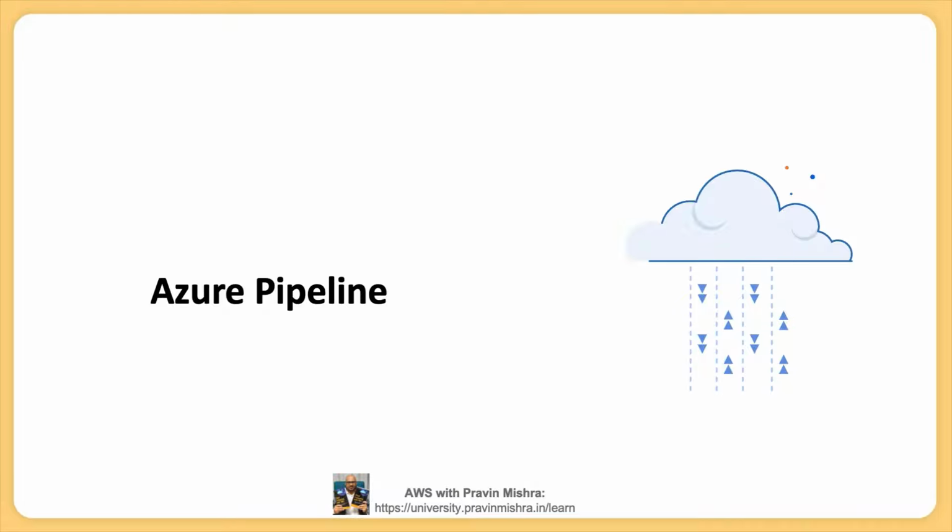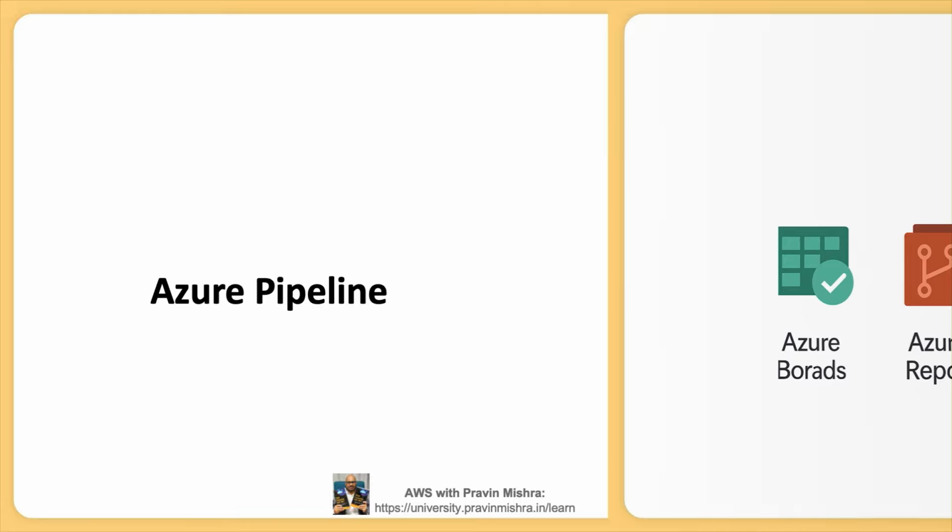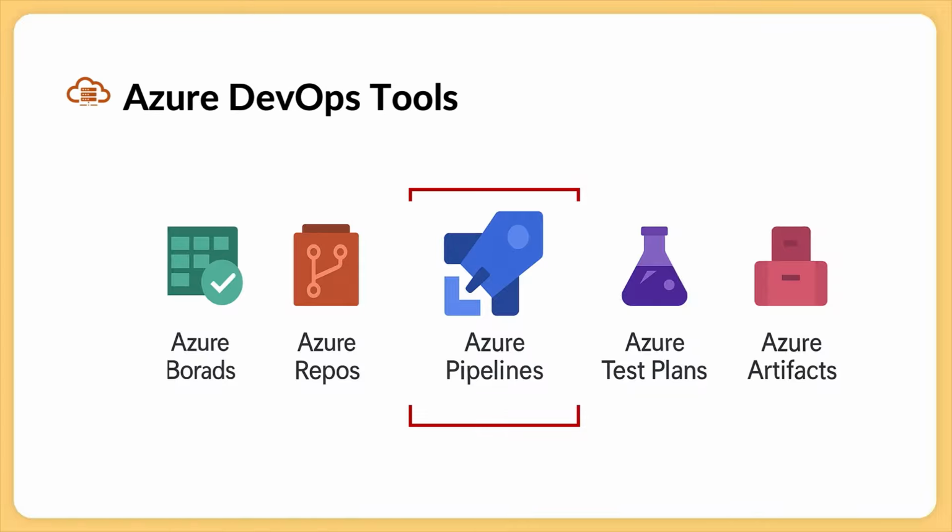Welcome back. In this session, we are going to understand Azure pipeline. In the previous session, we understood Azure DevOps and looked into the different tools available in Azure DevOps, and one of them is Azure pipeline. As I said, this is the most important tool, and we are going to focus on and understand it in this session. So what can we do with this Azure pipeline tool?